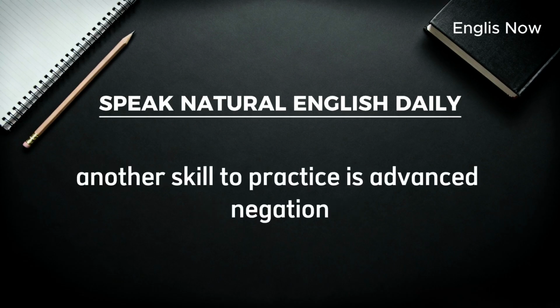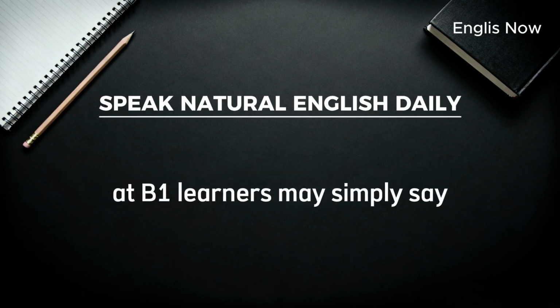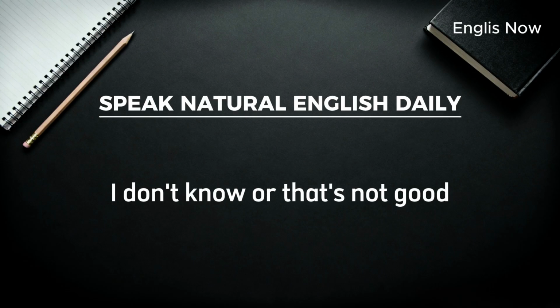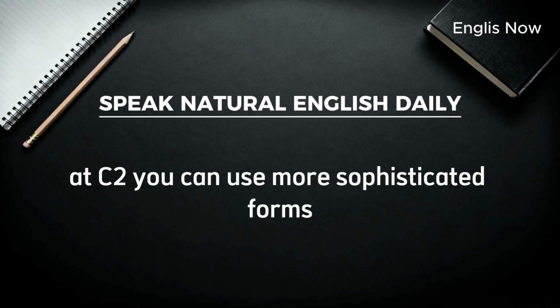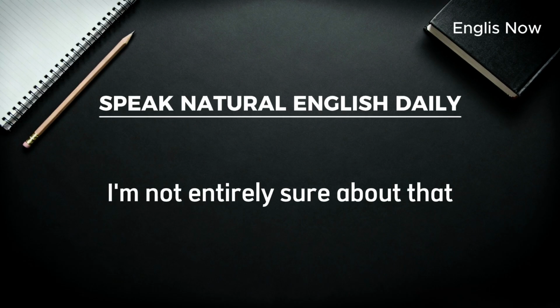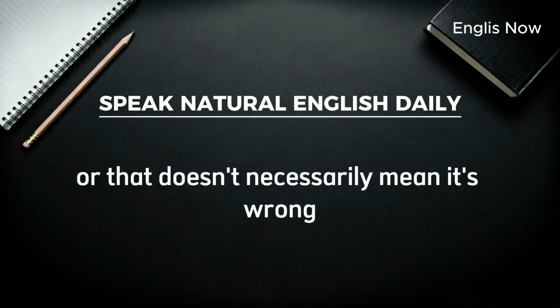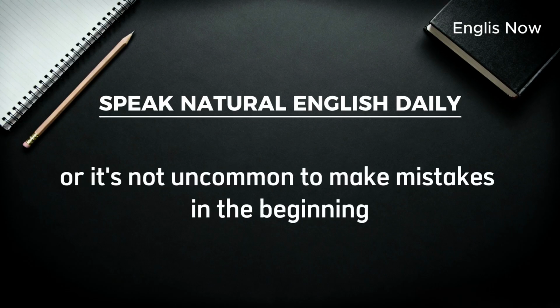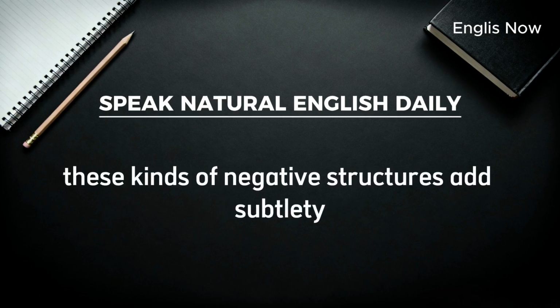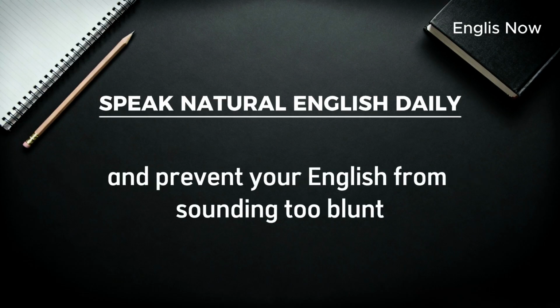Another skill to practice is advanced negation. At B1, learners may simply say, "I don't know," or "That's not good." At C2, you can use more sophisticated forms. "I'm not entirely sure about that," or "That doesn't necessarily mean it's wrong," or "It's not uncommon to make mistakes in the beginning." These kinds of negative structures add subtlety and prevent your English from sounding too blunt.